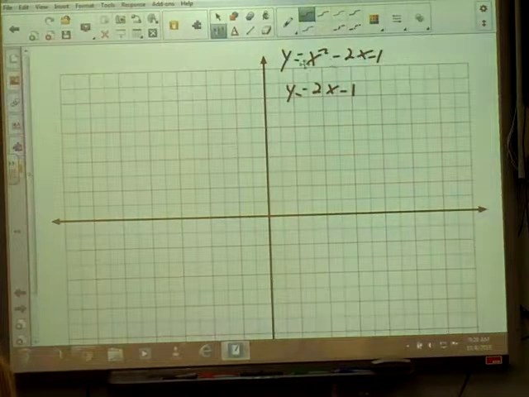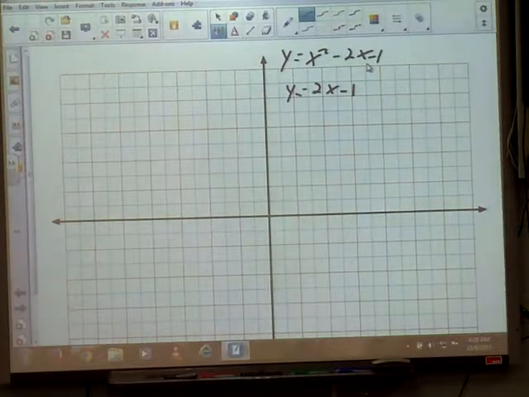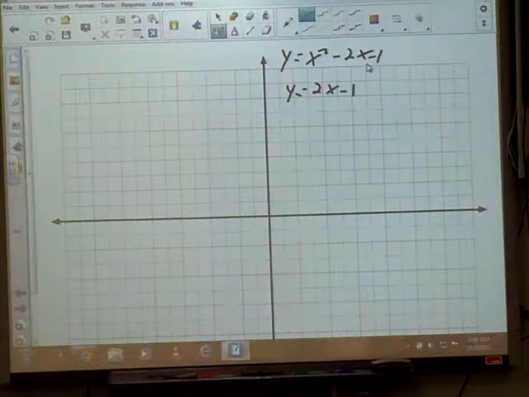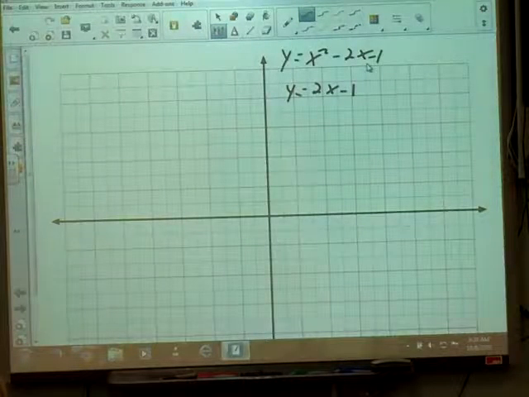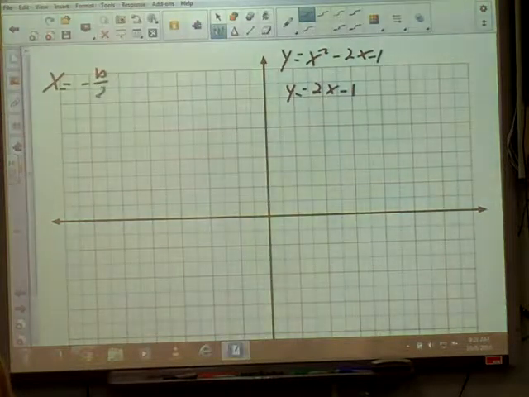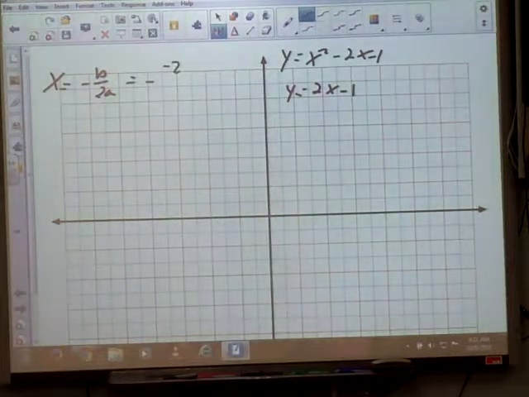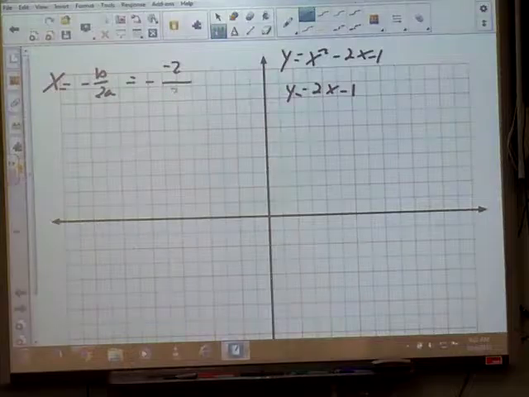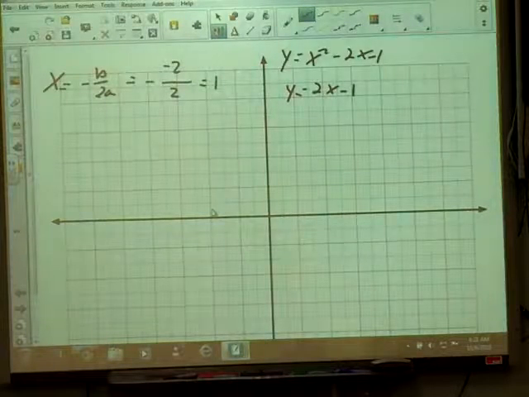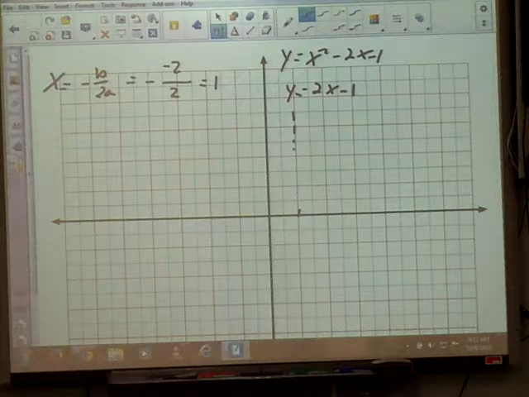That parabola is in standard form. If I want to graph a parabola, this stuff does not go away. This is from a couple of tests ago. What do I need to find about it? The vertex. Very good. And we had a formula to give us the axis of symmetry, negative b over 2a. My b is negative 2, my a is 1, so 2 times 1. 2 divided by 2 is 1, and negative by negative is a positive. So my axis of symmetry goes through x equals 1.